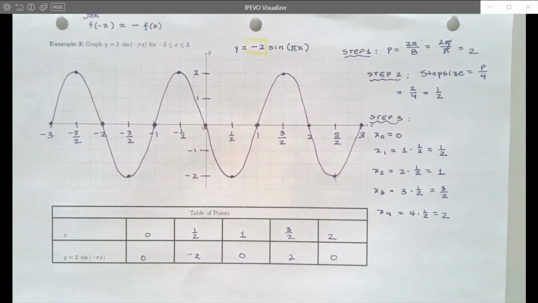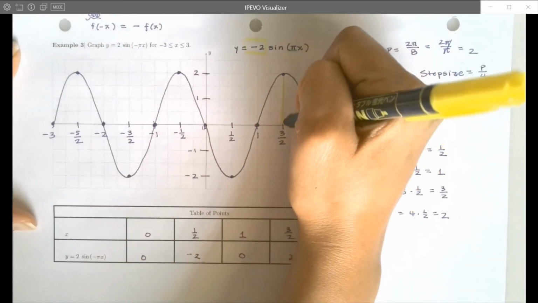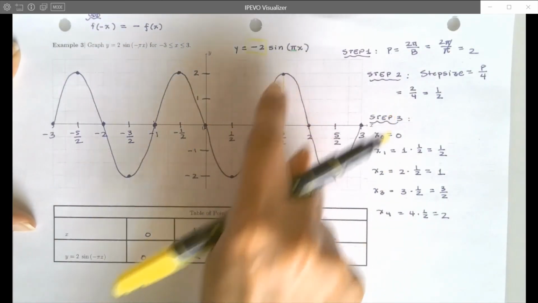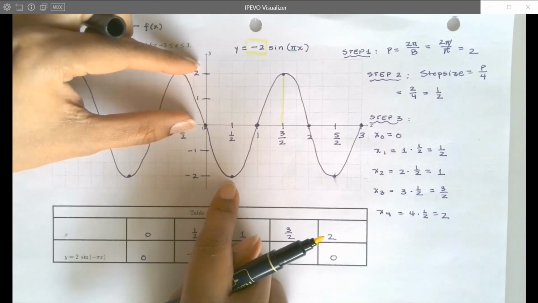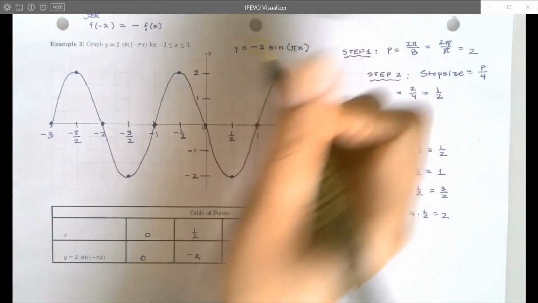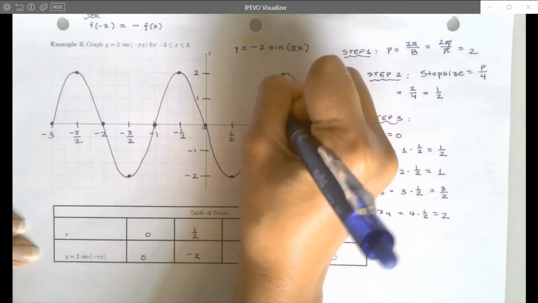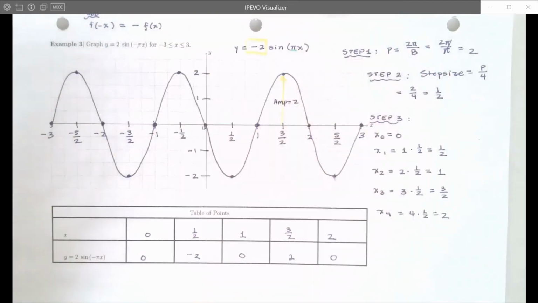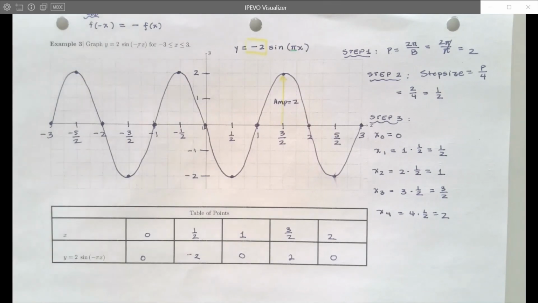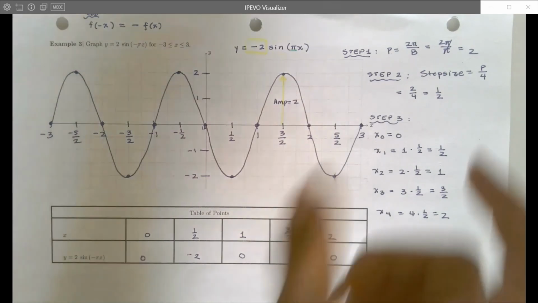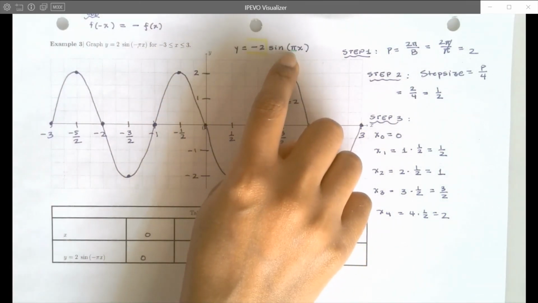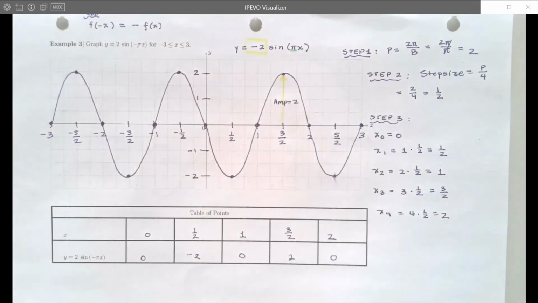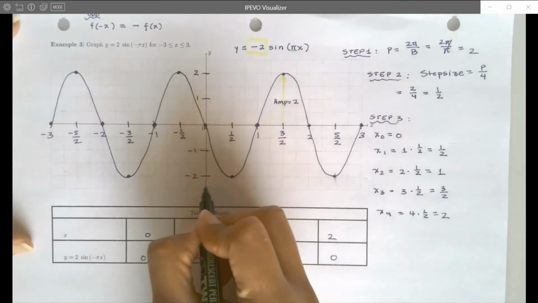The other change we saw from the original sine graph is that we have an amplitude of 2. And again, if you look at the difference between the highest point, which is 2, and the lowest point, which is -2, that's a distance of 4. Take half of that and you get 2. So the amplitude is consistent with what we see in the coefficient. All right, what about the period? The period would originally be 2 pi, but because of the pi, we divided 2 pi by 2 to get a period of 2, and that's what we're seeing on the graph as well.